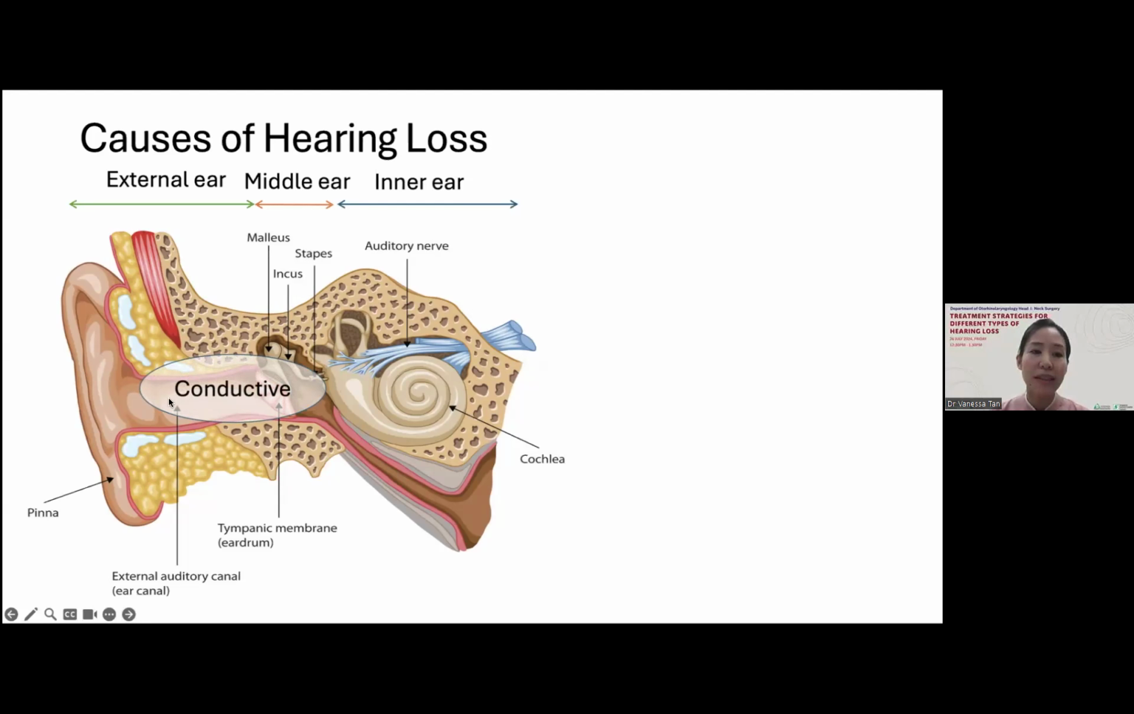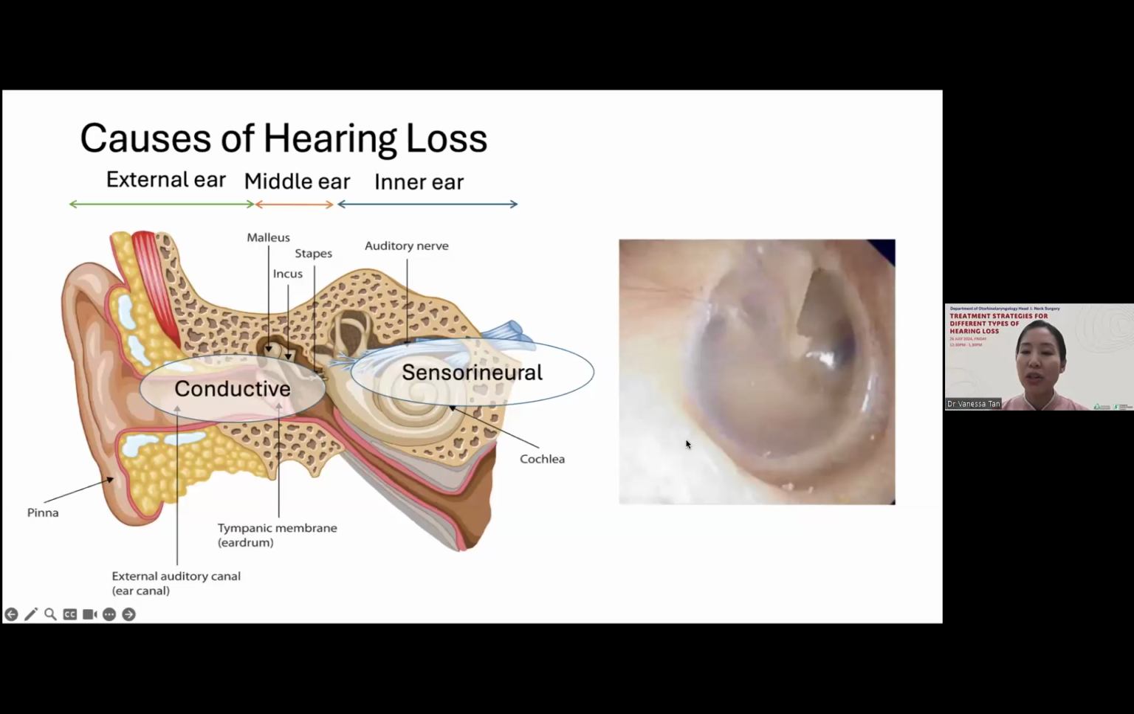Problems in the ear canal and the middle ear will give rise to what we call conductive hearing loss. Sound cannot be conducted effectively to the inner ear. Problems with the inner ear will result in what we call sensorineural hearing loss, which is a nerve-related hearing loss. So conductive hearing loss is managed a little bit differently from sensorineural hearing loss.